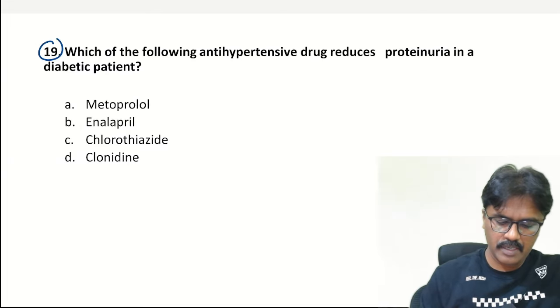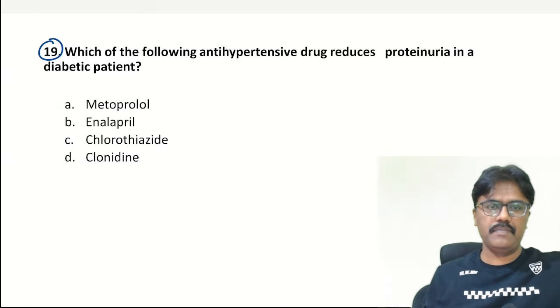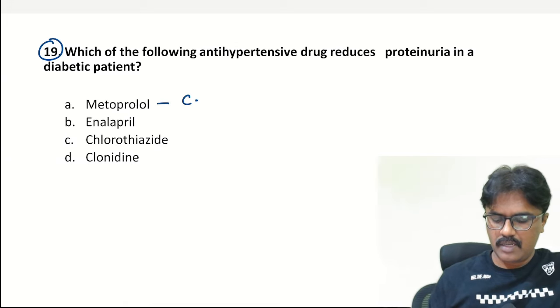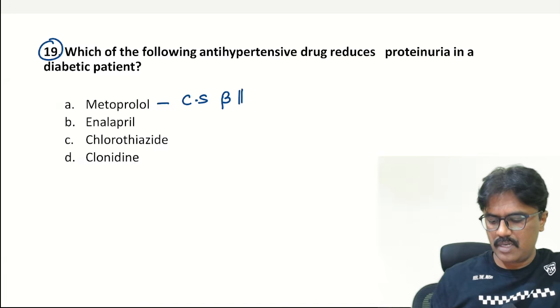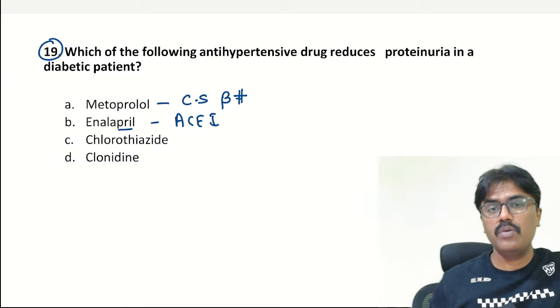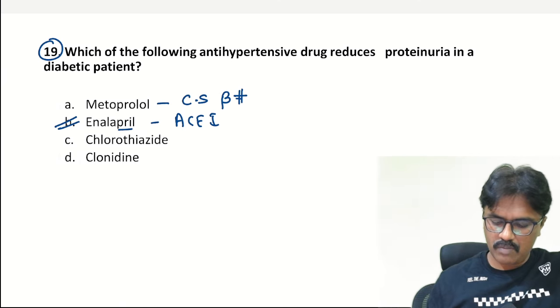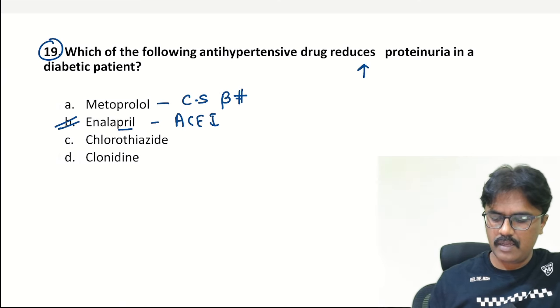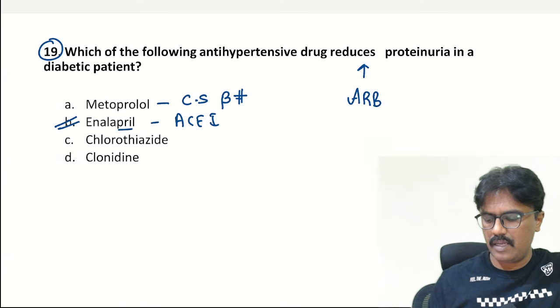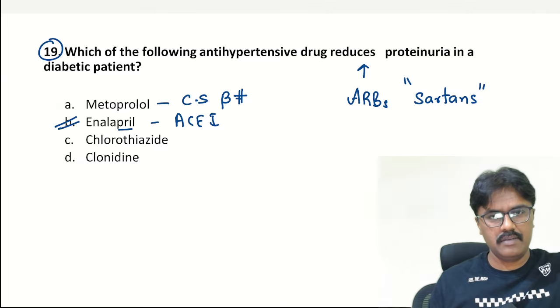Moving on to question number 19. Which of the following antihypertensive drugs reduces proteinuria in a diabetic patient? Metoprolol is a cardioselective beta blocker, but it doesn't reduce proteinuria. Pril is an ACE inhibitor, and ACE inhibitors are known to decrease proteinuria. So the answer is B. One more group of drugs which reduce proteinuria are ARBs, and ARBs end with sartans, candesartan, irbesartan, like that.